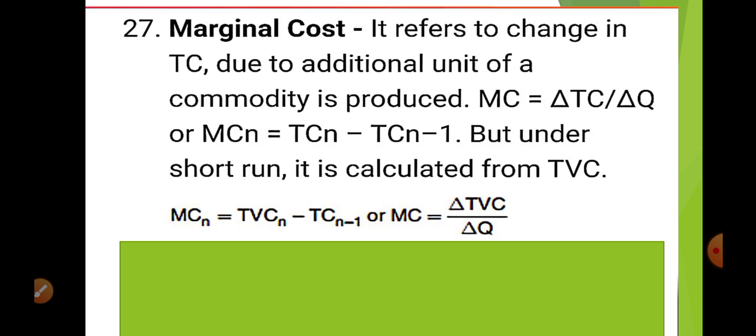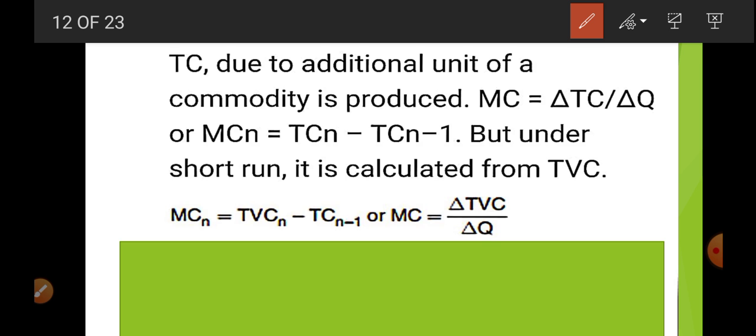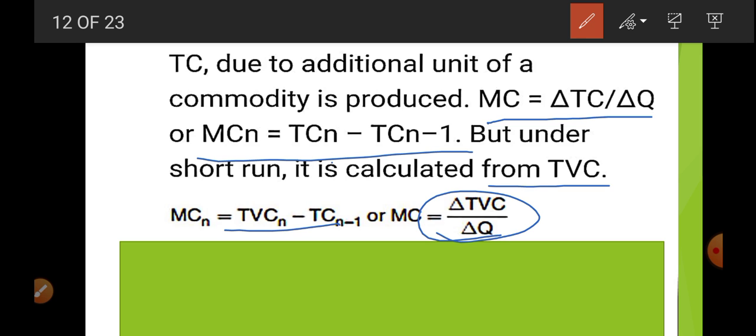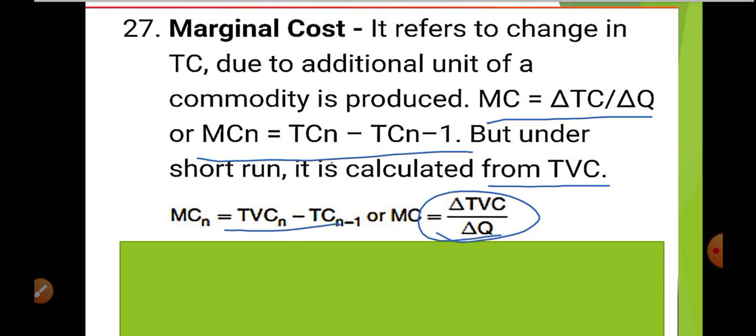Now, next is marginal cost. It refers to the change in total cost due to an additional unit of a commodity being produced. How do we calculate it? By using this equation, change in total cost upon change in quantity, or using this equation, total cost of nth item minus total cost of (n-1)th item. But under the short run it is calculated from the TVC. That is, we can calculate with TVC also. Why? Because whatever change takes place in total cost is because of TVC, because TFC is a constant value.